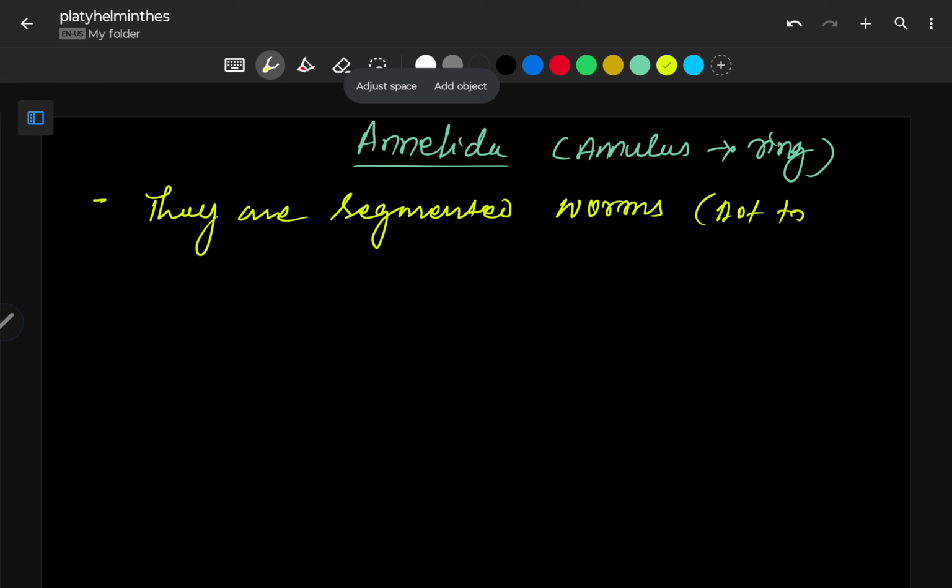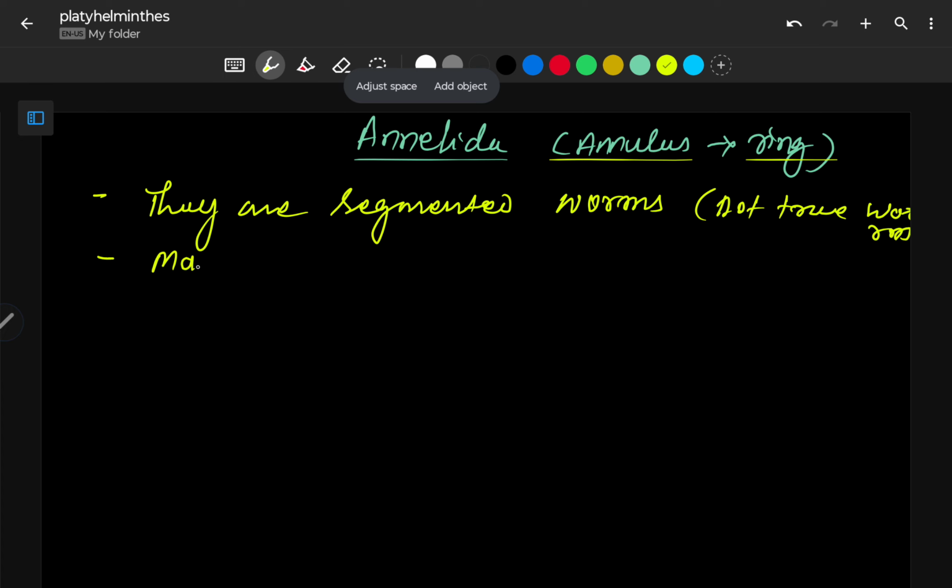Not true worms. Remember children, only the true worms are included under Phylum Platyhelminthes and Nematelminthes, and all other worms like your earthworm, tongue worm, these are not the real worms. Okay, it is derived from the Greek term annulus, meaning ring. Now come to their habitat.